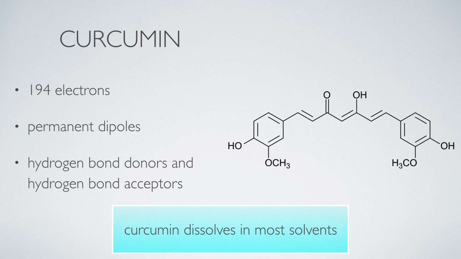But we can also see there are bits about curcumin that might make it want to dissolve in water. So we have quite a lot of hydrogen bonding opportunities. We've got some alcohol groups, phenol groups, and we've also got some ether groups we can see hanging off there as well. And so these all have dipoles associated with them, and when something has dipoles, it's more likely to want to dissolve in water. And so we find that curcumin will dissolve in most solvents. But how well it dissolves in the solvents is what we're interested in this experiment.